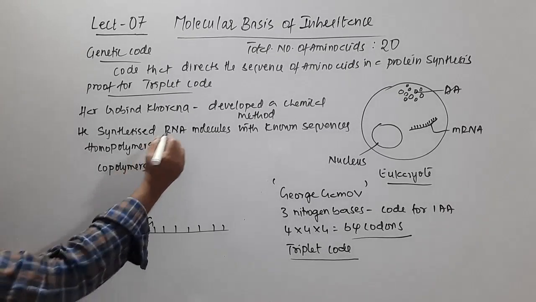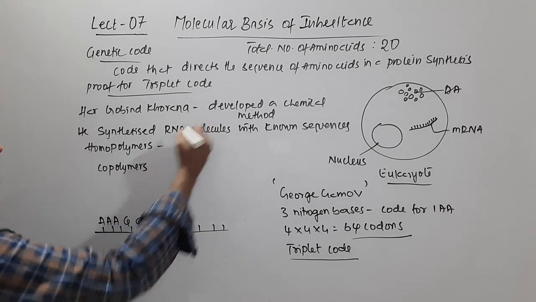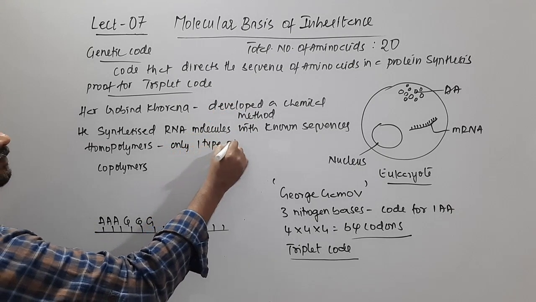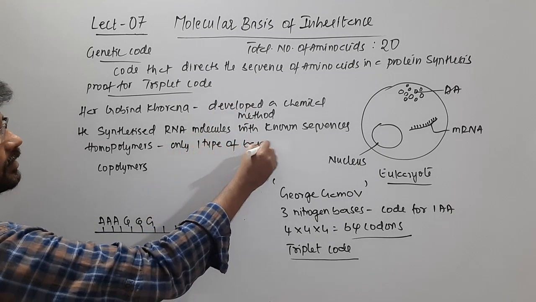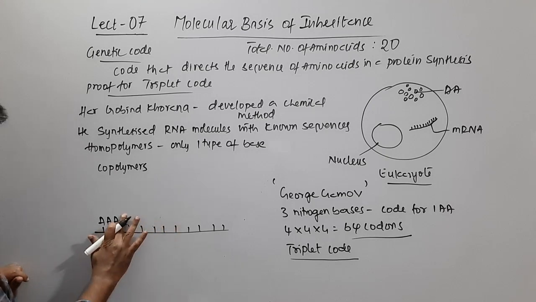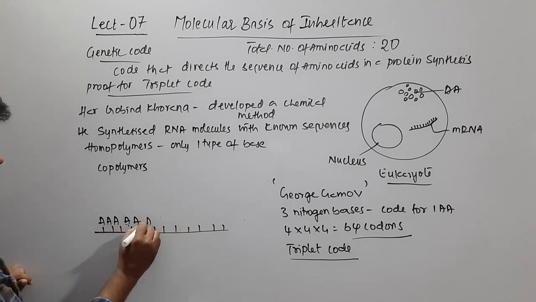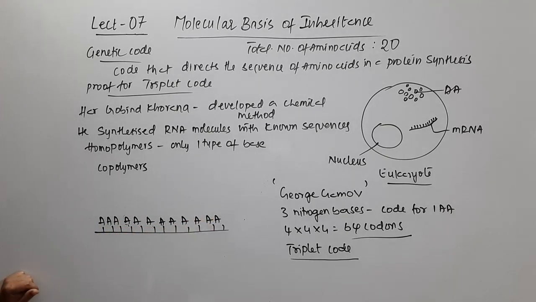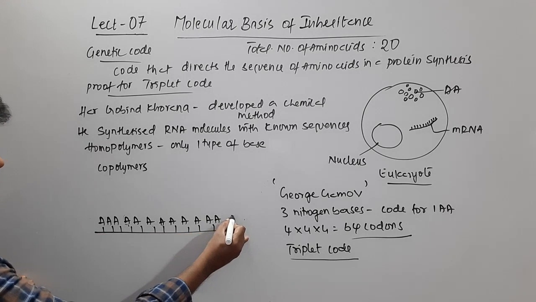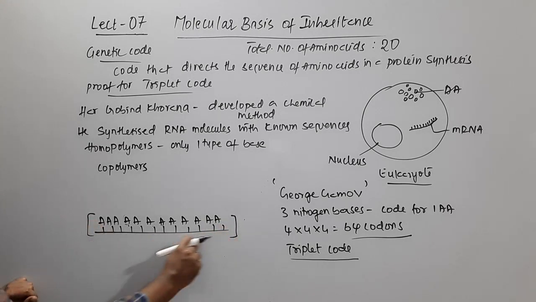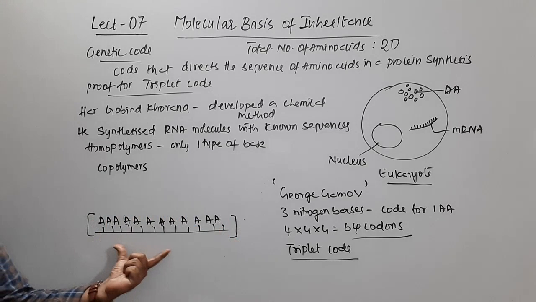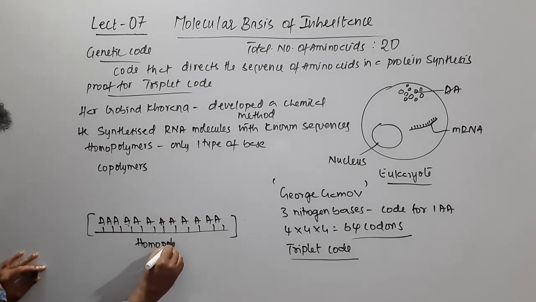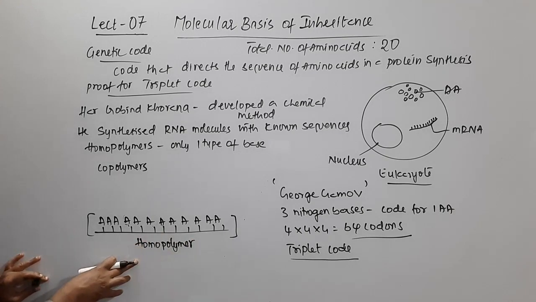In case of a homopolymer, it will have only one type of base. So like you take all A, these are the sequences what you see here. So continuously you will find the same nitrogen base. It is then called a homopolymer. So if it is the case, it's called a homopolymer.